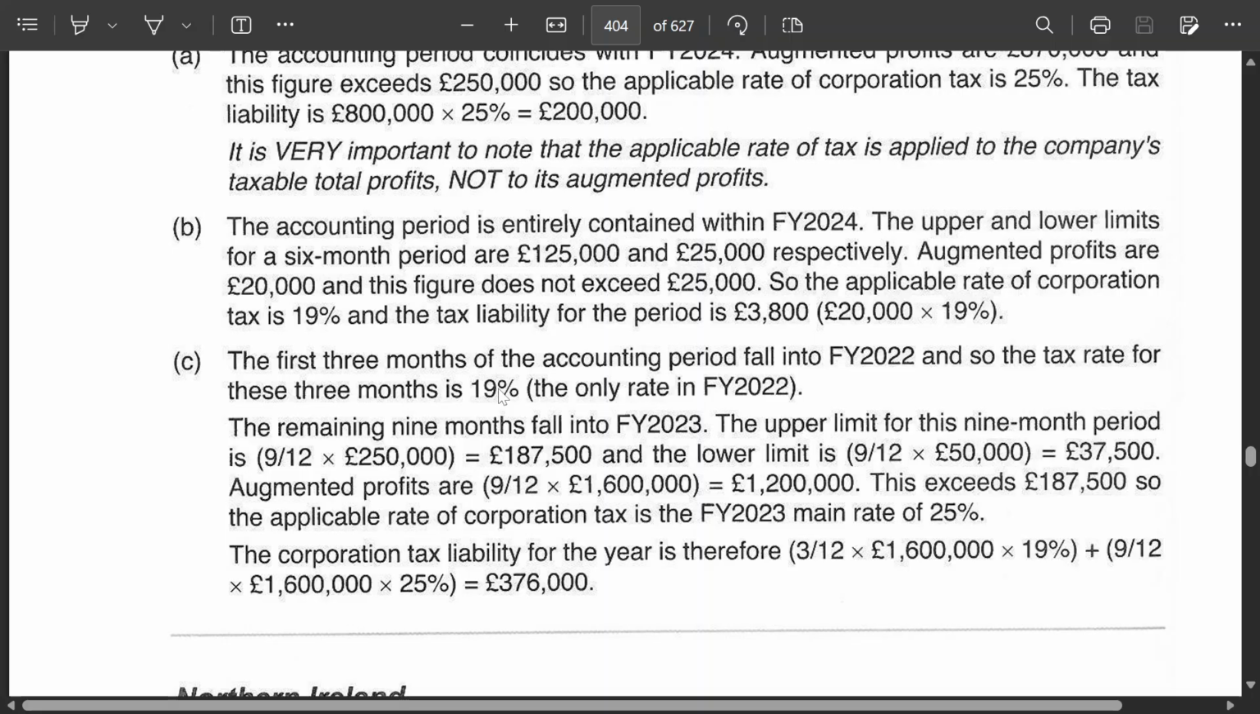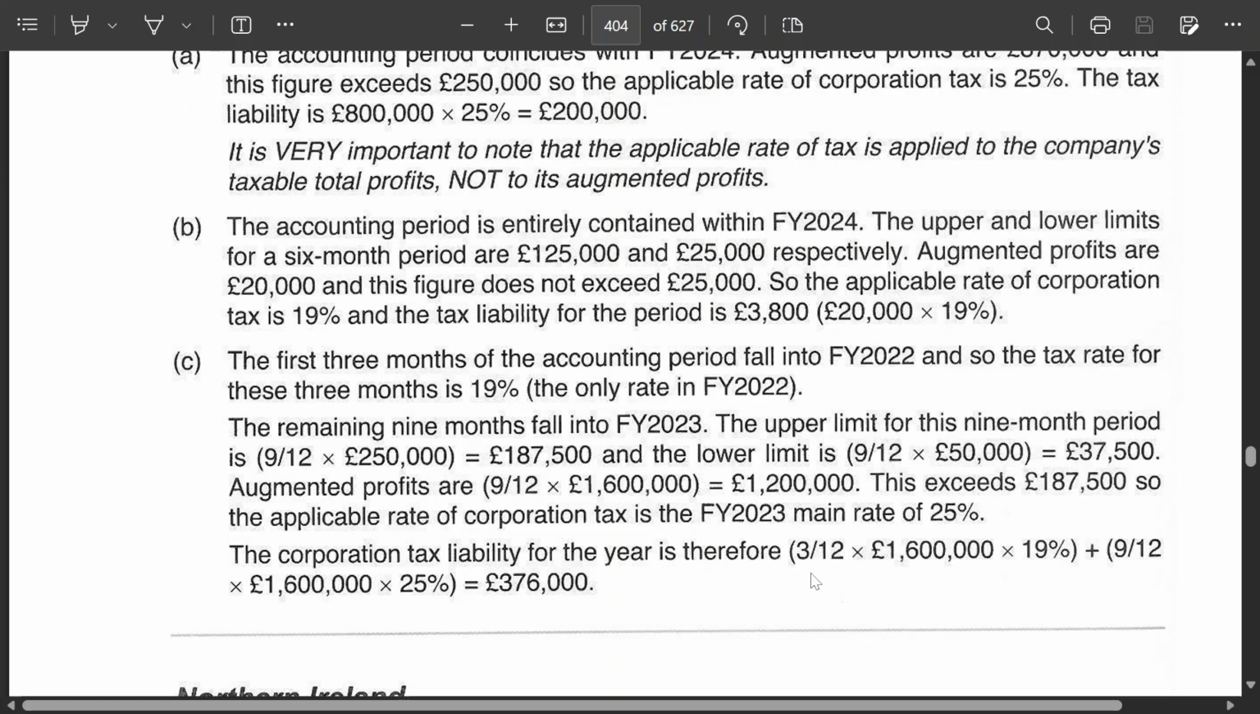Although it's given in the slide, you're not going to be tested on this. So the first 3 months fall into FY22. So let's do the applicable upper and lower limits for the first 3 months. They haven't done that here, basically 3 by 12.